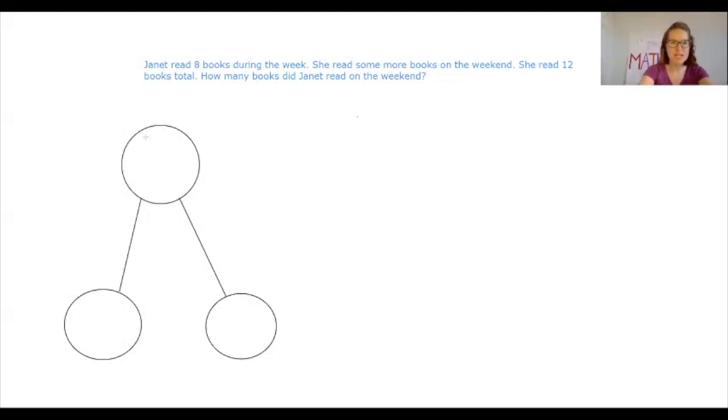So I'm going to write 12 in my top. Oh gosh, we don't want that, do we? Let's try that again. 12, there we go. 12 books total. Now my other 2 parts, so I have my part, whole. So I need my parts. Does the sentence give us one of the parts?